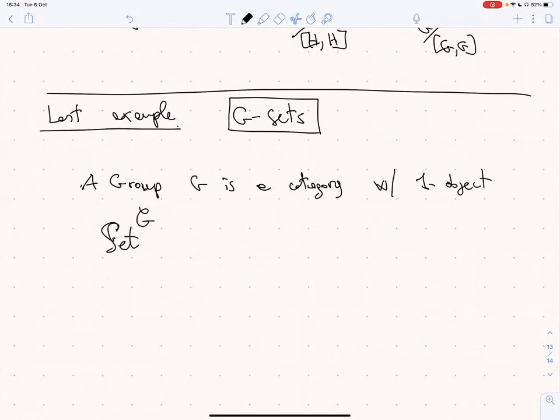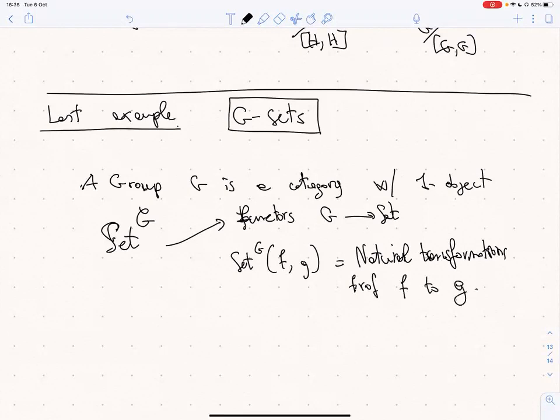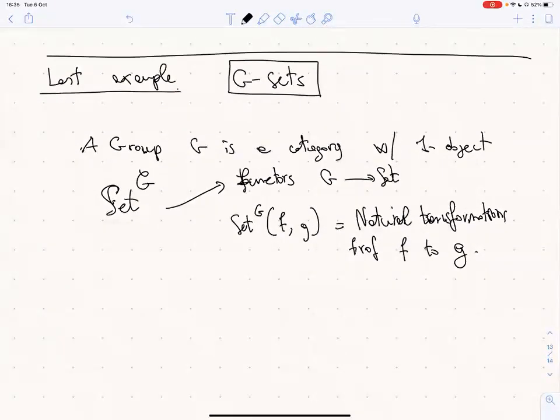And what is this category? It's the category whose objects are functors from G to set, when we look at G as a category, and then morphisms are precisely natural transformations from F to G. Okay, so the objects are functors, and the morphisms are natural transformations. So they look like this.